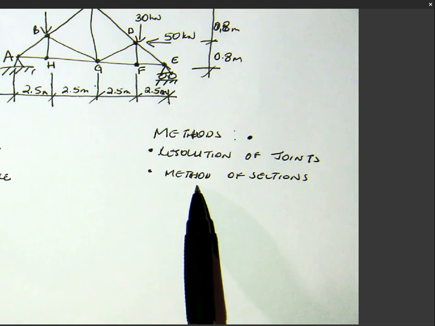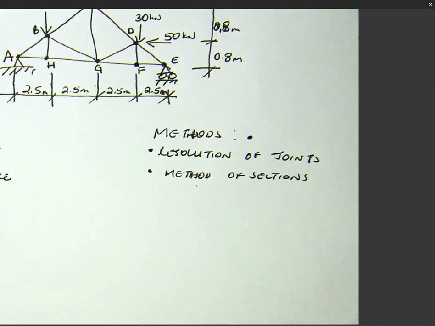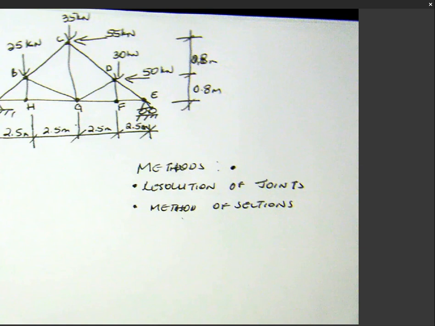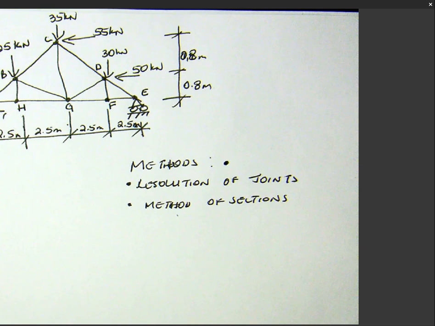If you find it easy to calculate that member force using the resolution of joints, then you use the resolution of joints. Then if the next member is easy for you to do using method of section, then you just use the method of section. So there is no rule saying that if you use resolution of joints for this structure, everything else must be the resolution of joints. No, there is no such rule. I hope we understand each other. Okay, fine.